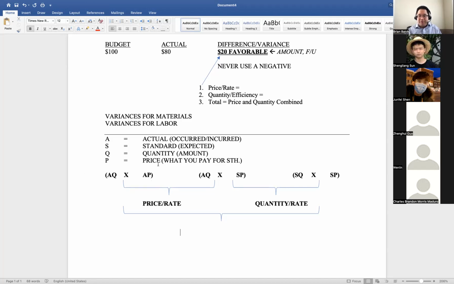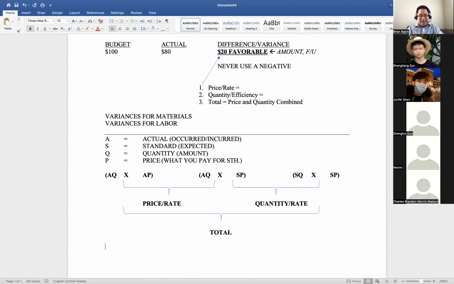The variance between the first number and the last number is always called just one thing. It's called the total variance. Total variance. Okay. Very good. Thank you for that in the chat.